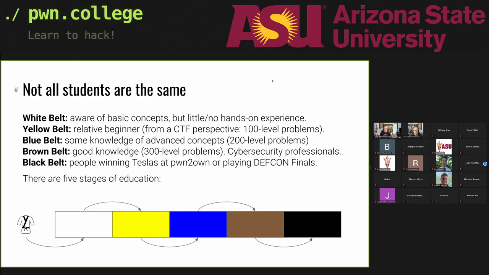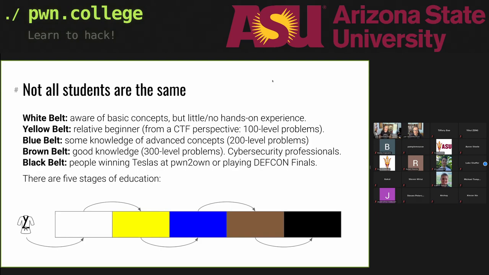had different needs educationally, and we split these into white belts that are just starting out, yellow belts that have some experience, you know, they can do blocks, but from a CTF perspective, let's say they do 100 point level challenges, blue belts that have some advanced knowledge of concepts, 200 level challenges and so forth, then brown belts, which are competent practitioners, like cybersecurity professionals, and black belts who are winning significant prizes at Pwn2Own and so forth.